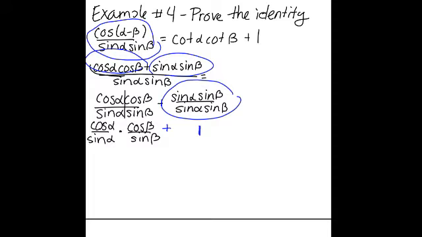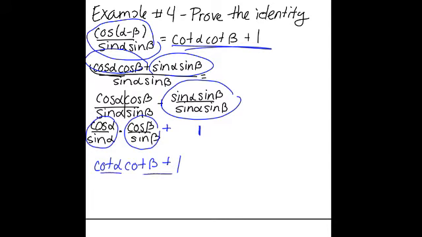Well, cosine alpha over sine alpha turns into cotangent, so that's cotangent alpha. And cosine beta over sine beta is the cotangent of beta. And I already got my plus 1, which now looks like my right side. So I know that equals my right side, cotangent alpha, cotangent beta, plus 1. So I am done. That is my proof, and that is your last example.